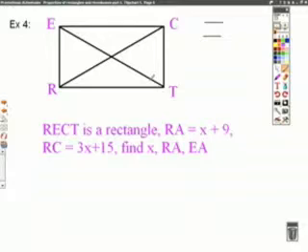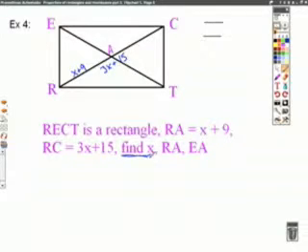The distance from R to A, and it would help a great deal if you knew where A was. Here's A. A is going to be my point of intersection right there in the middle where the 2 diagonals actually intersect. Now what I know, RA is x plus 9. Fill it in, man. There's RA. I know this guy is x plus 9. What else do we know? RC is 3x plus 15. Now this was a little bit more difficult to write, right? So the whole thing, the distance from there to there is going to be 3x plus 15. What we need to do, number 1, is we need to find x.